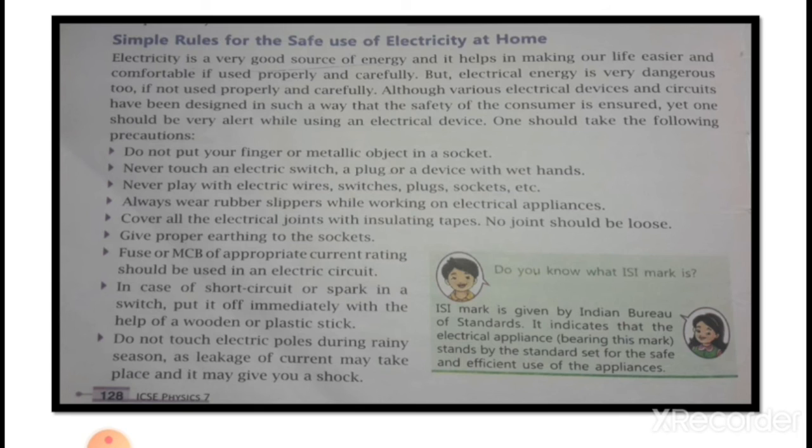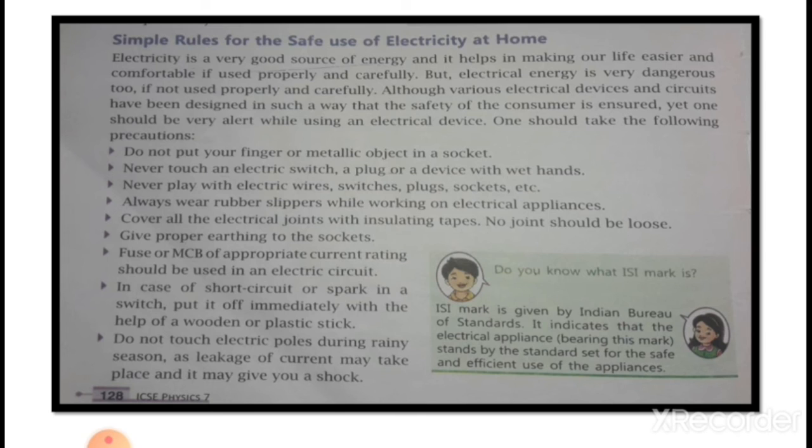Fuses or MCBs of appropriate current rating should be used in an electric circuit. In case of a short circuit or a spark in a switch, put it off immediately with the help of a wooden or plastic stick. Do not touch electric poles during the rainy season as leakage of current may take place and it may give you a shock.